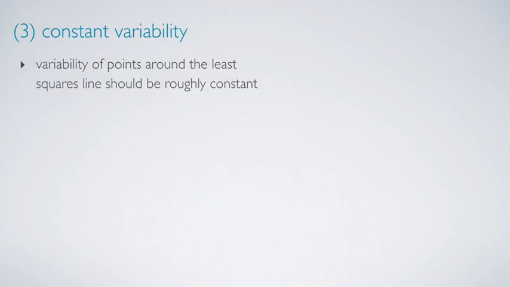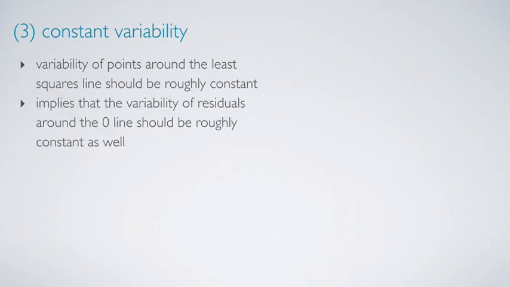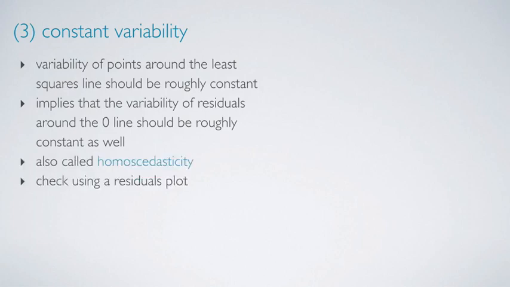The last condition is constant variability, which says that variability of points around the least squares line should be roughly constant. This implies that the variability of residuals around the 0 line should be roughly constant as well. This condition is also called homoscedasticity, and we can check this using a residuals plot.